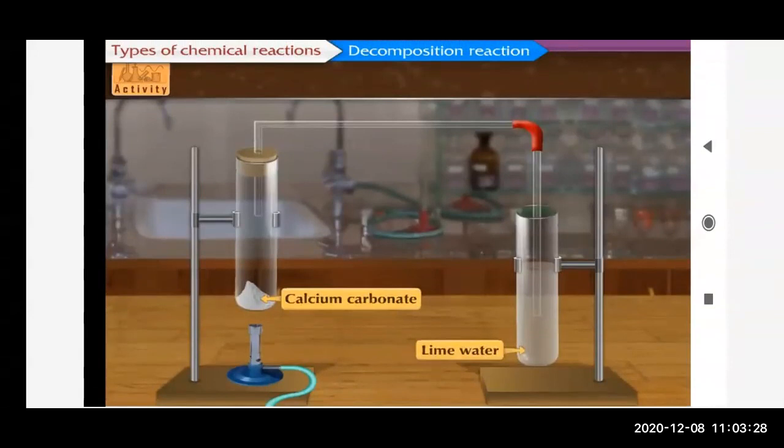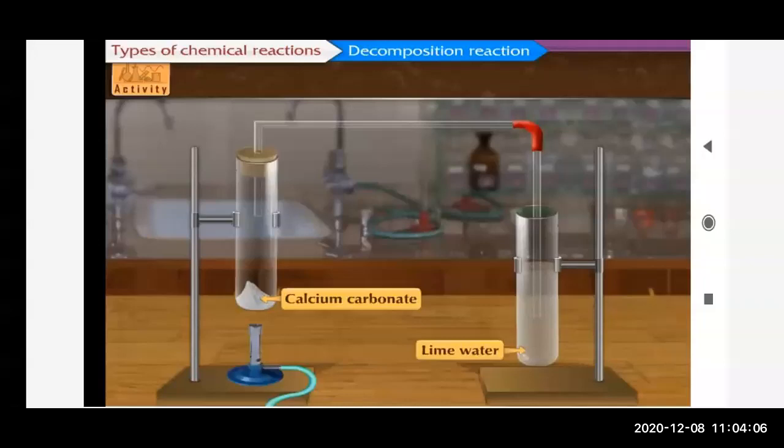See what is the procedure. Take some calcium carbonate in a test tube. On the left hand side you can see we have taken some calcium carbonate in a test tube. Fit the bent tube to the test tube with the help of a rubber cork. Insert the other end, which is on the right hand side, into freshly prepared lime water. In the other test tube you are going to take some lime water, and the other end of the bent tube you are going to dip into the lime water.